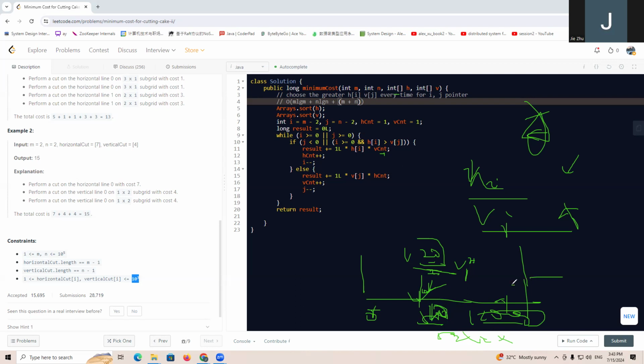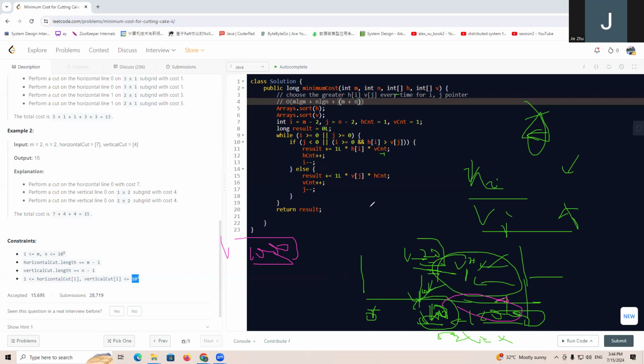So every time we move this kind of pointer, we calculate how many parts. For the horizontal cut, we cut how many vertical parts already. And every time we move this, we also count how many horizontal parts we already have on the right. So that we use a 1000 array to do something like a linear operation, right?